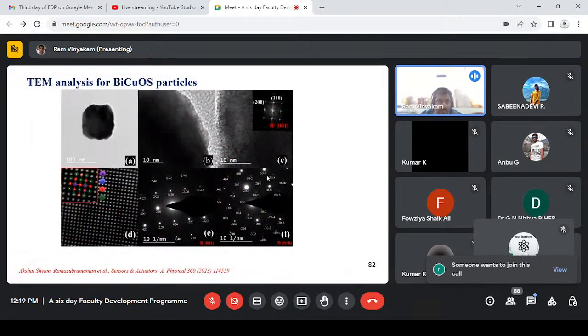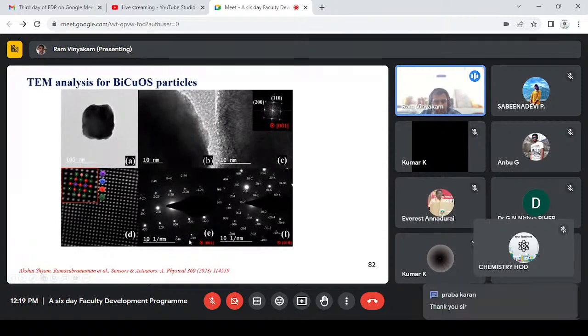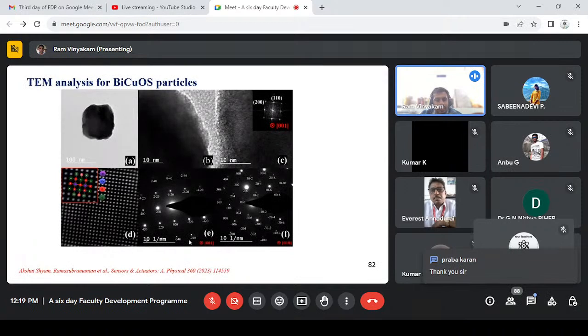And we also used TEM analysis for the bismuth copper oxide particles. And you can see there, we were able to get a particular pattern where we can check all the atoms in the lattice. In the TEM, there is an axis which we refer to as a zone axis. Within the zone axis direction, you are able to view most of the planes that the direction is passing through. So along the zone axis, you can view a particular plane, and you can change it also. It depends on the zone axis.